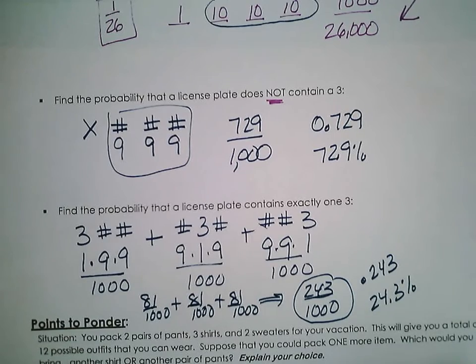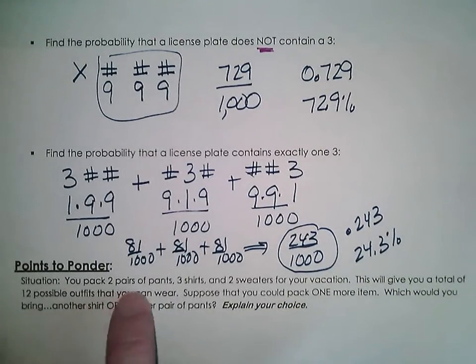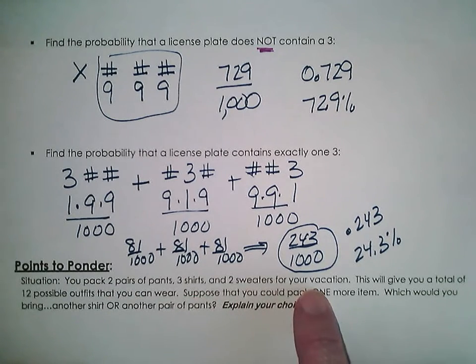All right, so now I want you to do some thinking. This goes back to the fundamental counting principle. You're going on vacation. You pack 2 pairs of pants, 3 shirts, 2 sweaters for your vacation. This gives you a total of 12 possible outfits because 2 times 3 is 6 times 2 is 12. You have room in your suitcase for one more item. You're looking at it, you have this little compartment of space just right over in the corner, like I could stick one more thing in there. And so what I want you to think about is what should you stuff in that little spot? Another shirt or another pair of pants, and why?